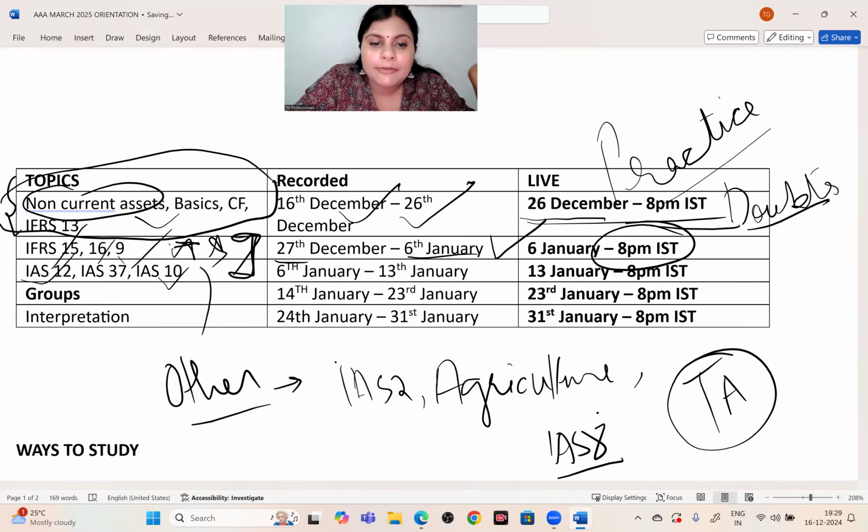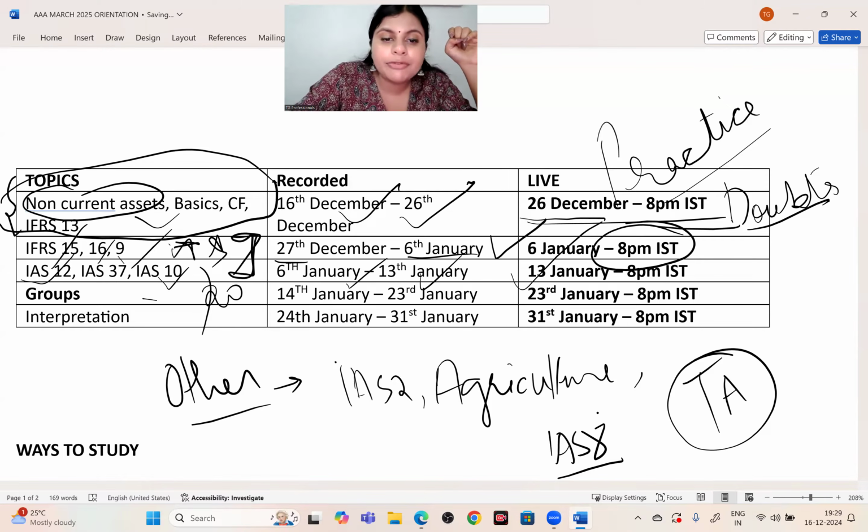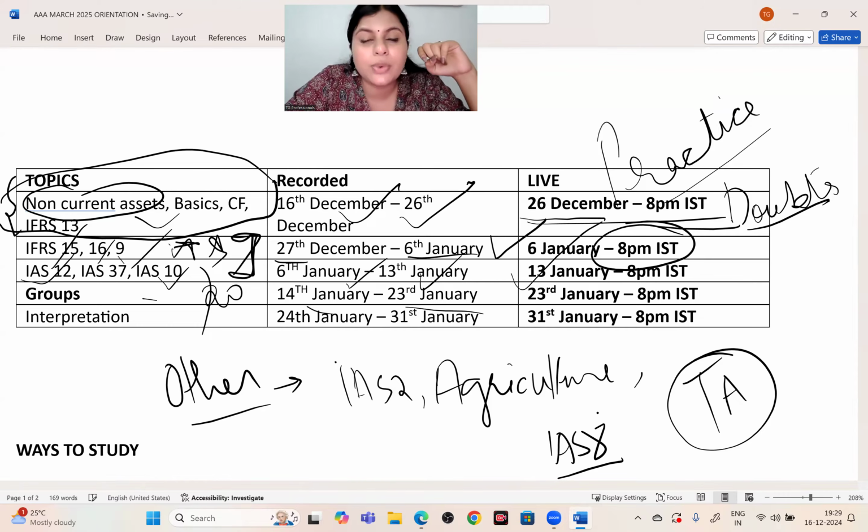Cover them from 6th of January till 13th of January, and you have a live class on 13th January. Then group accounts, a 20 marker question will be there from group accounts. So from 14th January till 23rd January, do it from the recordings. We meet on 23rd January with the questions and with doubts.